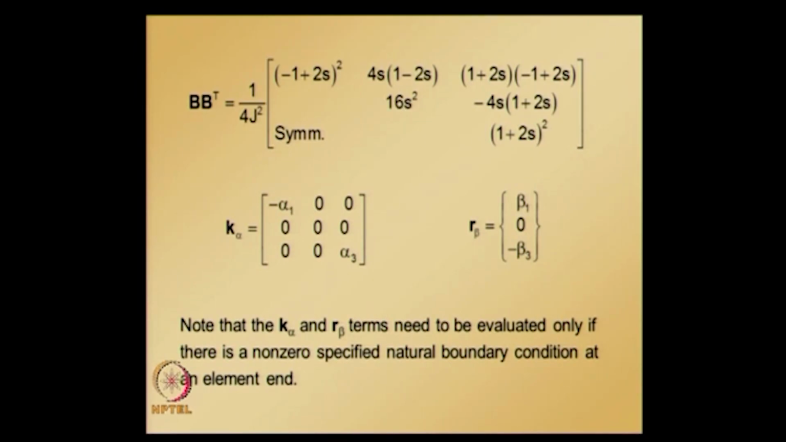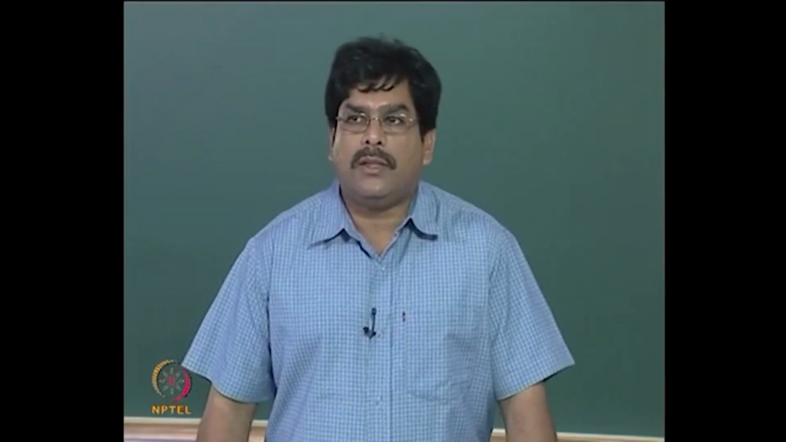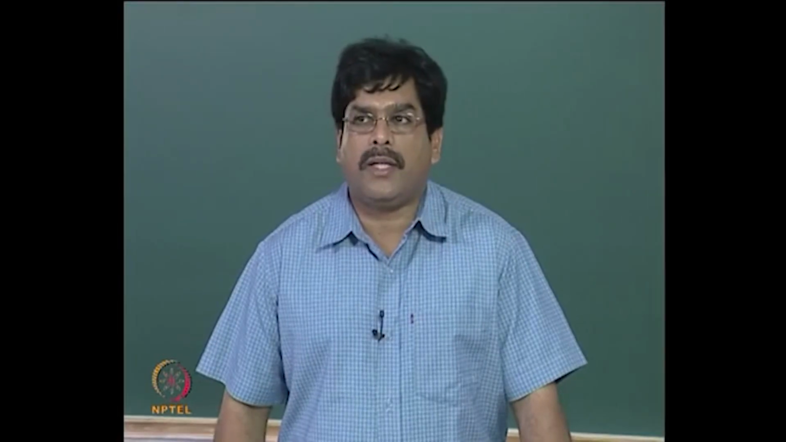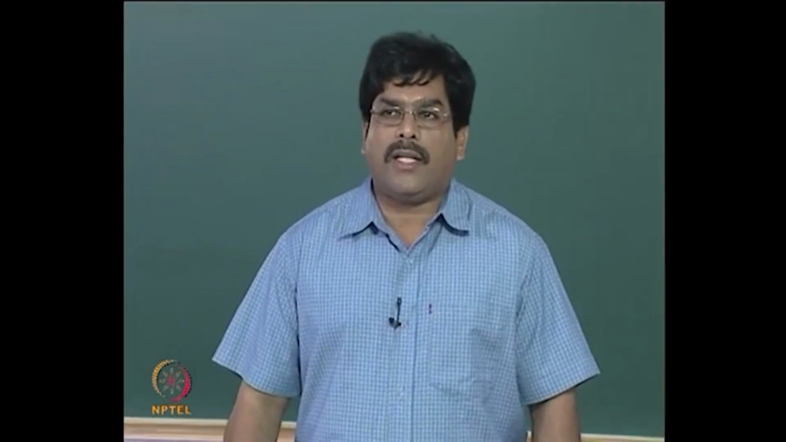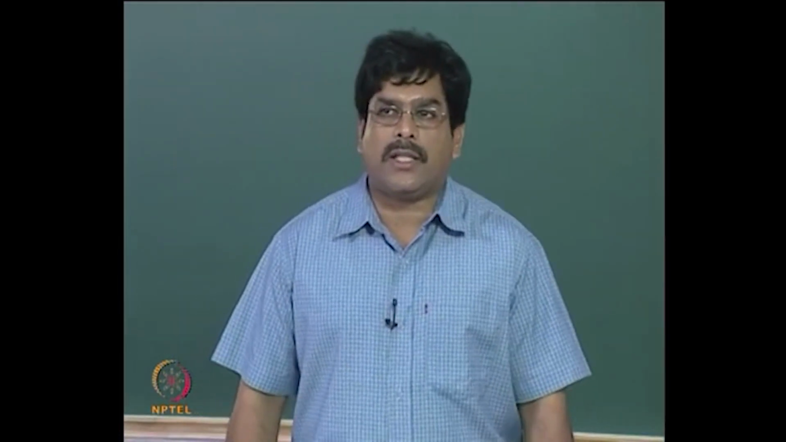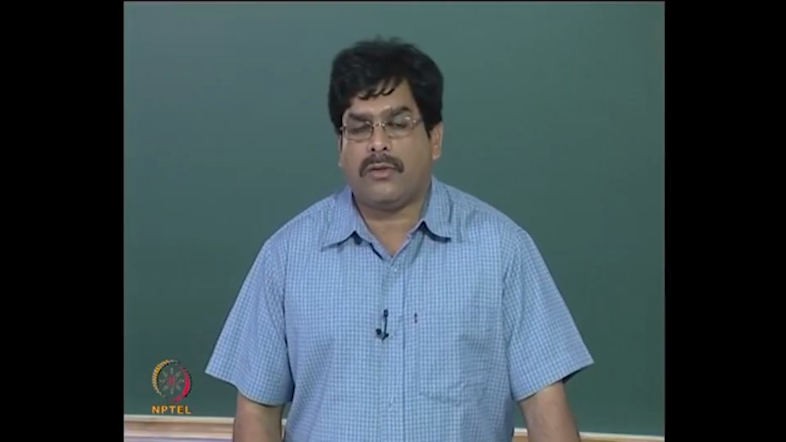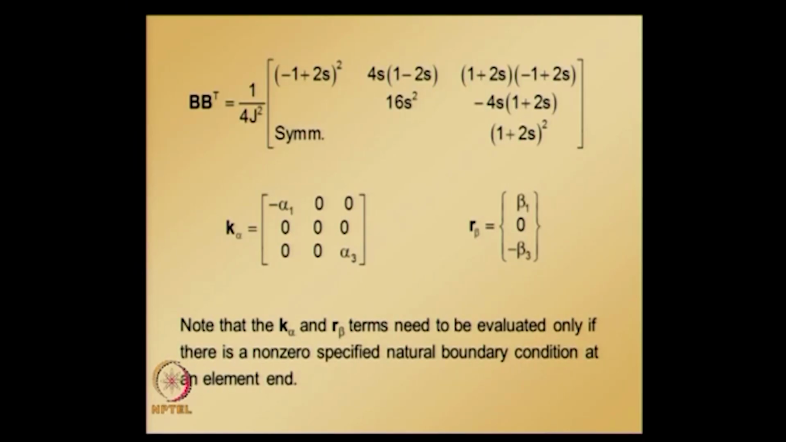Suppose at node 1 a natural boundary condition is specified and at node 3 an essential boundary condition is specified, then alpha 1 is going to be a non-zero value, whereas alpha 3 is going to be 0. Similarly beta 1 is going to be a non-zero value and beta 3 is going to be 0, and vice versa. If a natural boundary condition is specified at node 3 and an essential boundary condition is specified at node 1, then alpha 1 is going to be 0 and beta 1 is going to be 0, and alpha 3 and beta 3 are going to be non-zero values, which we need to figure out from the given natural boundary condition.